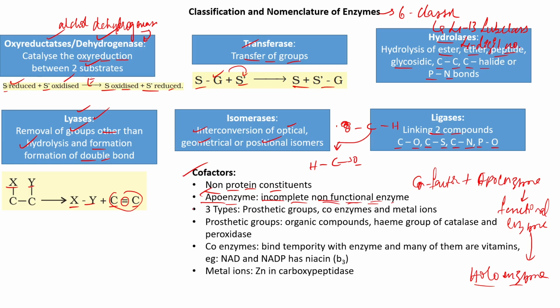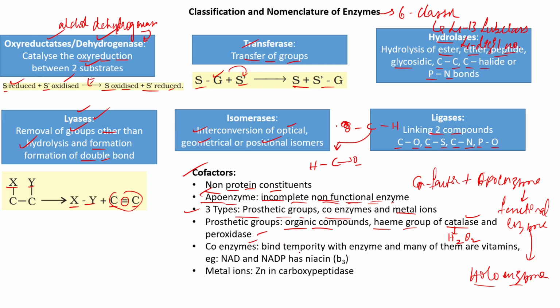So we actually have three types of cofactors. The first are the prosthetic groups, coenzymes, and metal ions. The prosthetic groups are mainly organic compounds. For example, catalase and peroxidase are enzymes mainly involved in the degradation of hydrogen peroxide, H2O2. Both of these enzymes have a heme group as the prosthetic group.